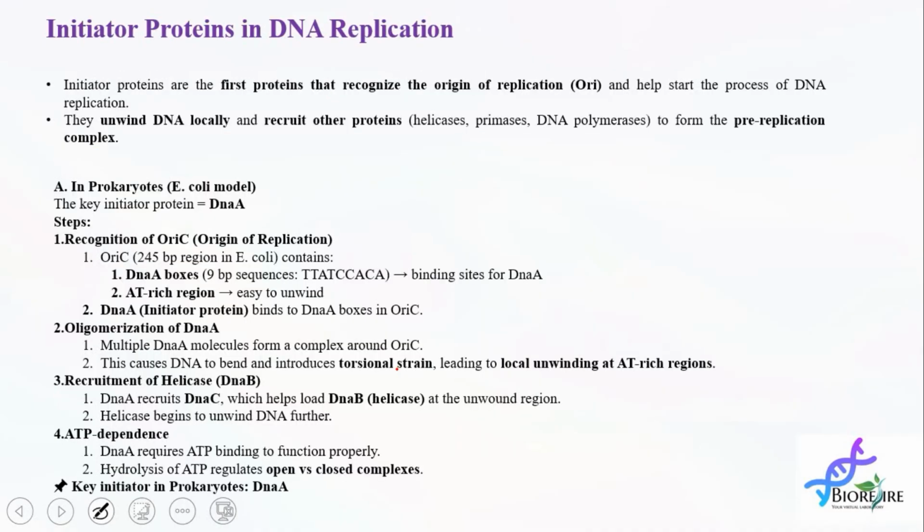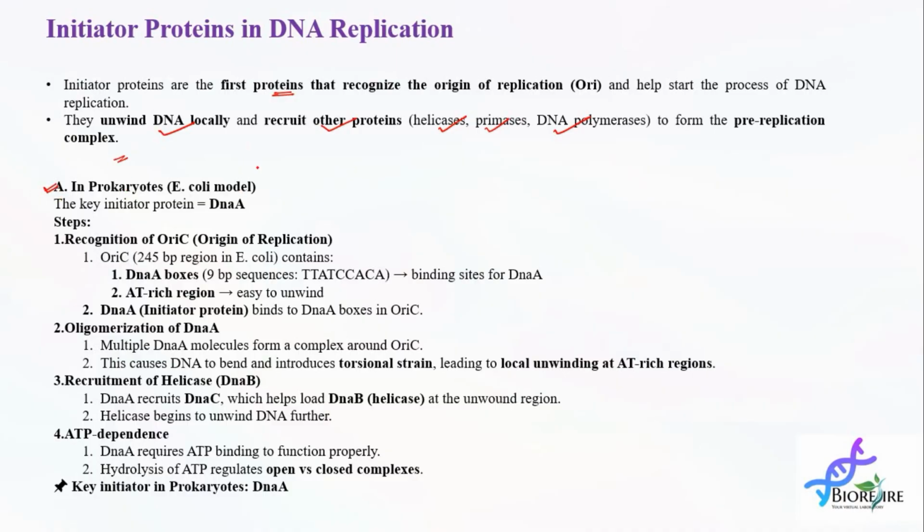Now, initiator proteins. Initiator proteins are the first proteins that recognize the ORI region and help to start the DNA replication process, unwinding the DNA locally and recruiting other proteins like helicase, primase, and DNA polymerase to form a pre-replicating complex. Now we discuss the case of prokaryotes.